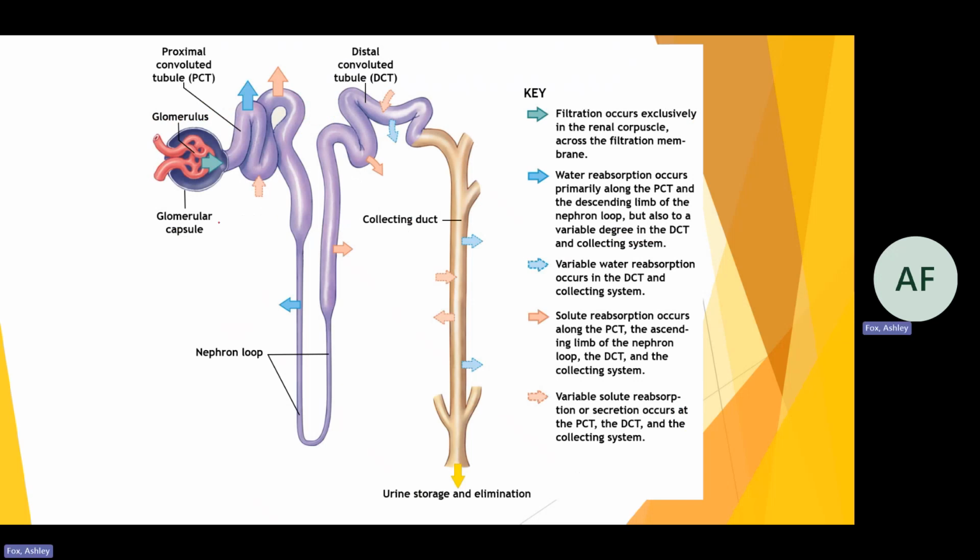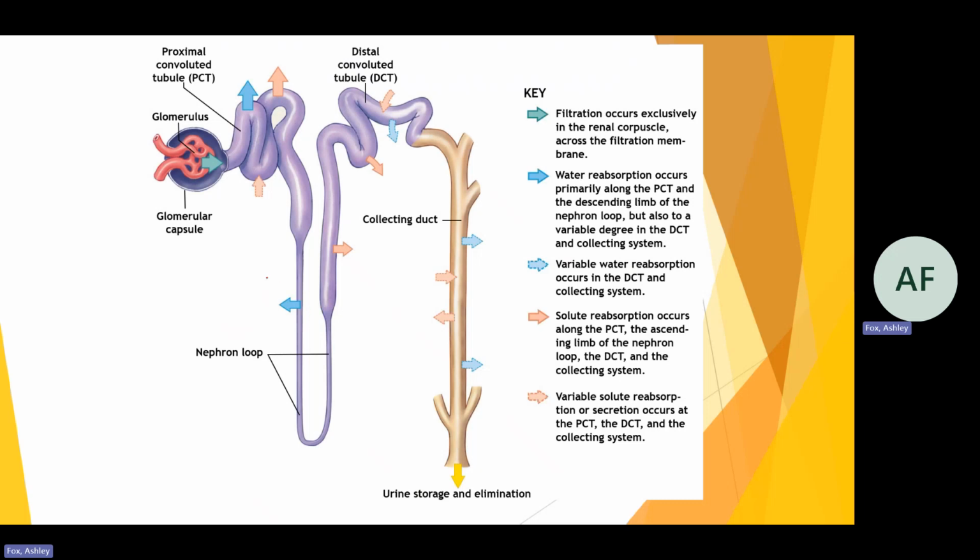So again, filtration only happening in the glomerulus. That's going to be pushing out from the plasma into the glomerular capsule and going into the proximal convoluted tubule. Water reabsorption is going to occur in specific areas. In the proximal convoluted tubule, a lot of water is reabsorbed here. Again, all the nutrients. Then we're going to look specifically at the nephron loop.